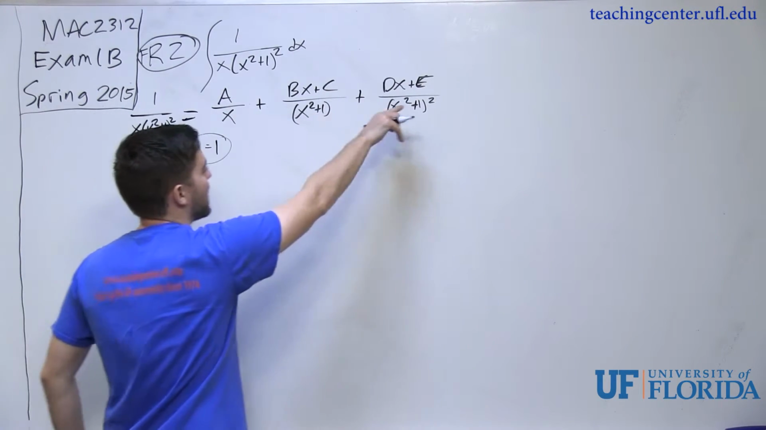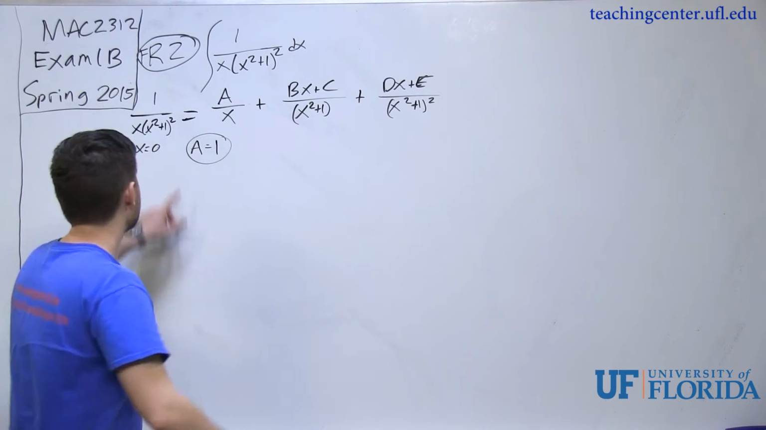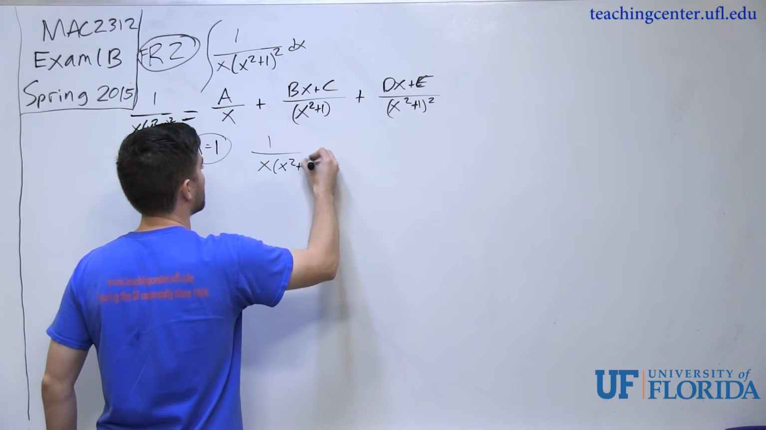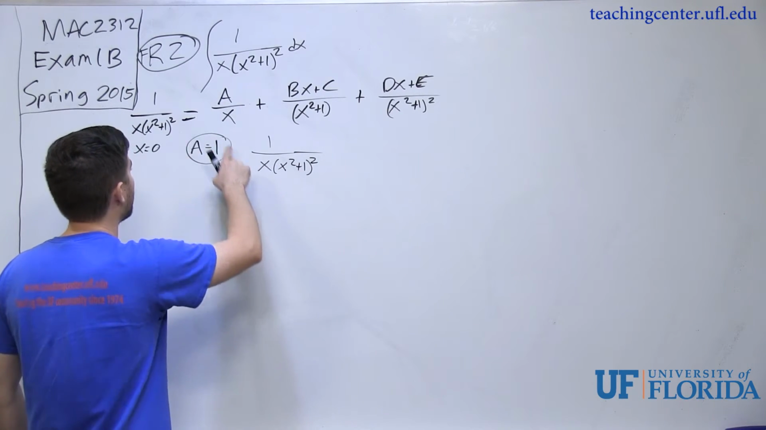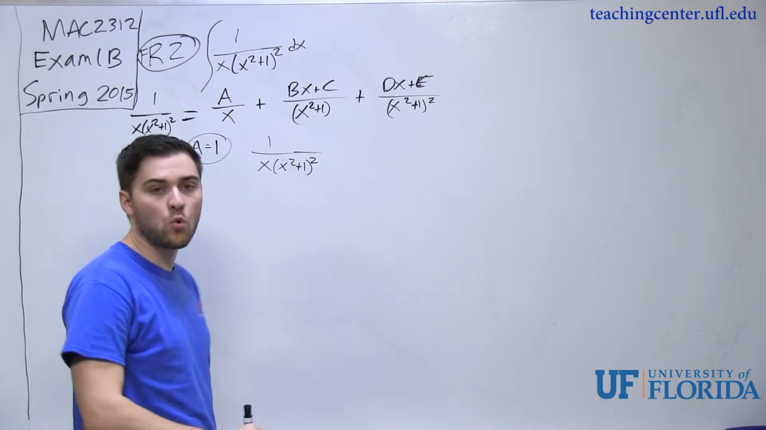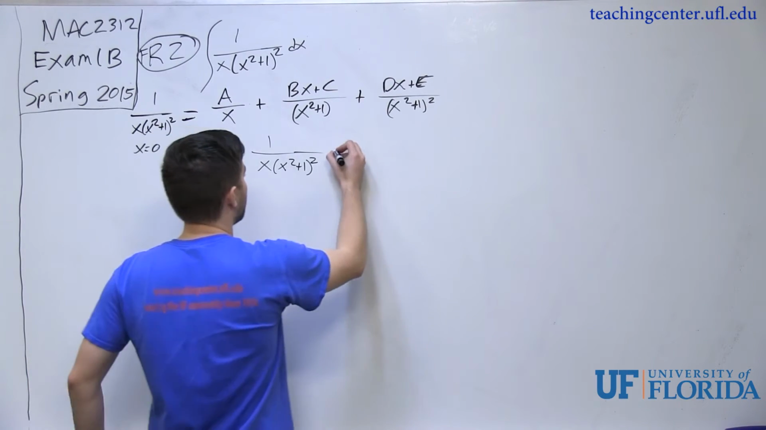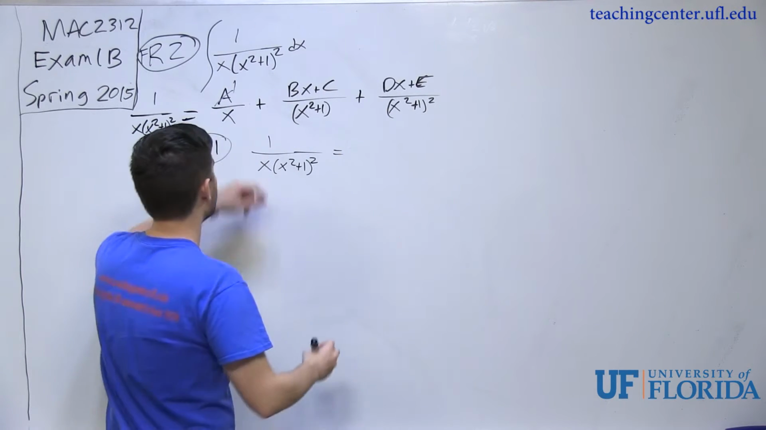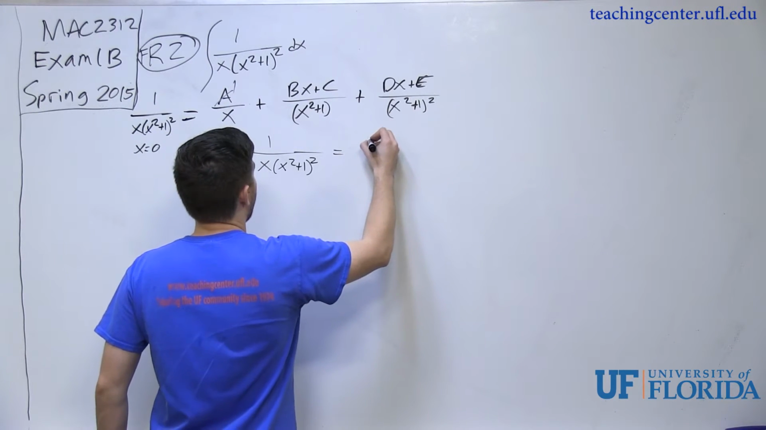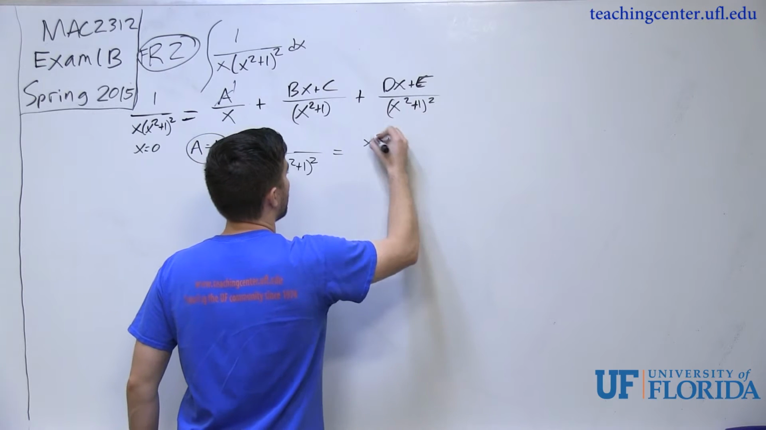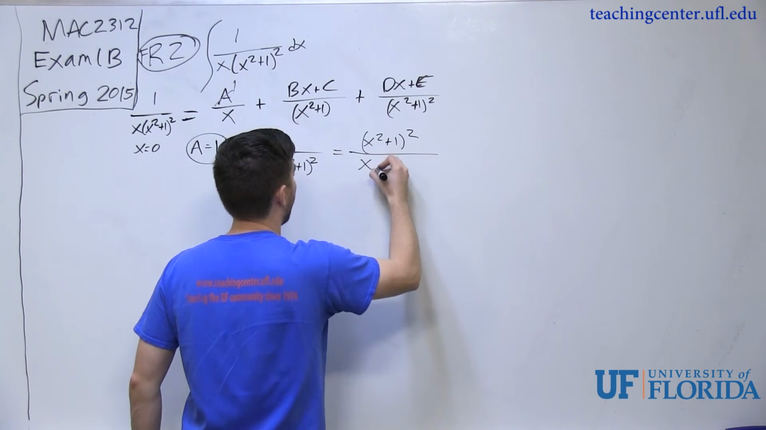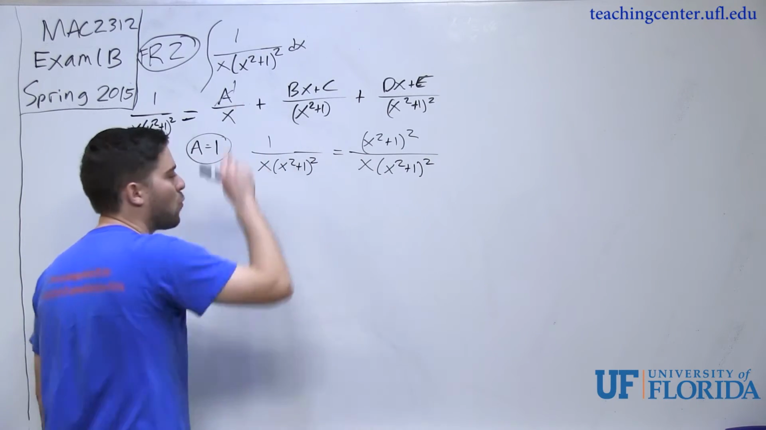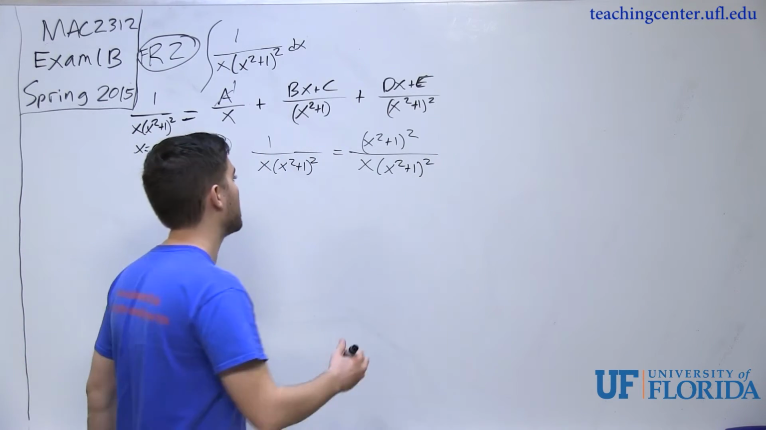So what I'm going to do is get common denominators for all of my terms. So I have 1 over (x squared plus 1) quantity squared. Now for my A term, I need to multiply by (x squared plus 1) quantity squared, and that's equal to, so I already know what A is. I'm just going to cross that off and write 1. So this first term would be (x squared plus 1) quantity squared, all over (x squared plus 1) quantity squared. Again, you have to multiply by 1 to get a common denominator.